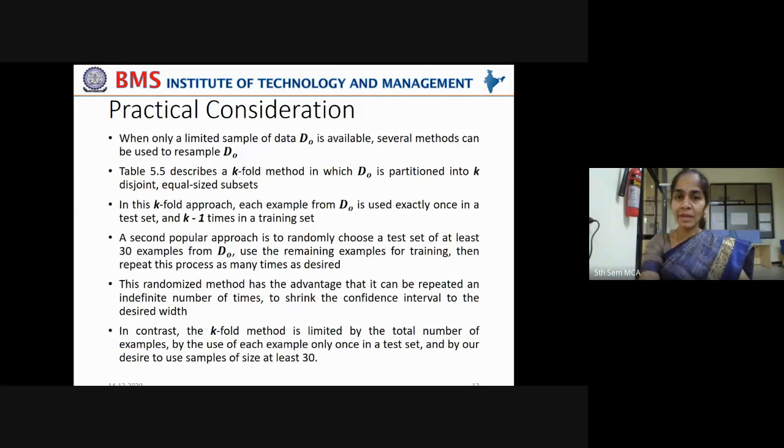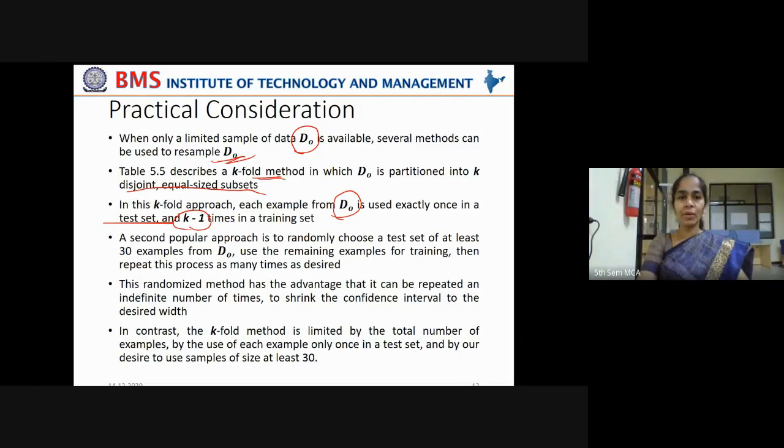Now, when only a limited sample of data D naught is available, several methods can be used to resample D naught. What is one method? The K-fold method. This we know already. Dividing the data set into K partitions, taking one as test set and K minus 1 partitions for training set. That is one method in which D naught is partitioned into K disjoint equal sized subsets. Now, in the K-fold approach, each example from D naught is used exactly once in the test set and K minus 1 times in a training set.